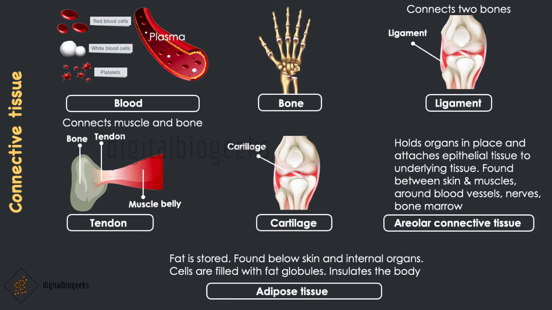Next is the adipose tissue. Adipose tissue stores fat. It is found below the skin and internal organs. The cells of the adipose tissue are filled with fat globules. It insulates the body. This heat insulation keeps our body warm when we are exposed to colder temperatures.